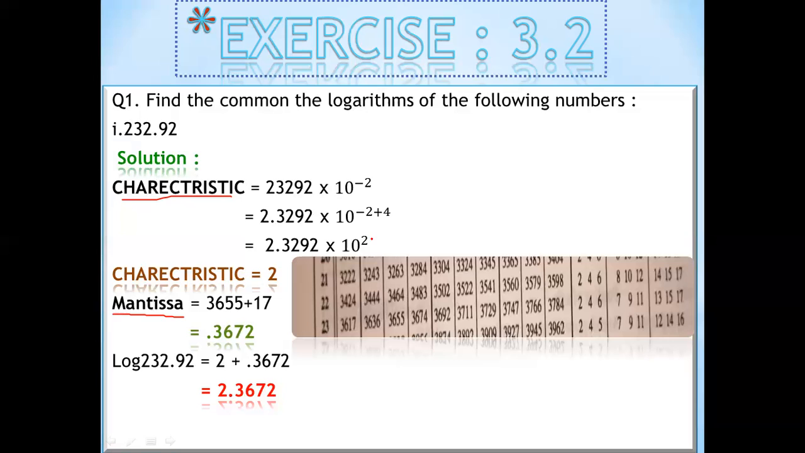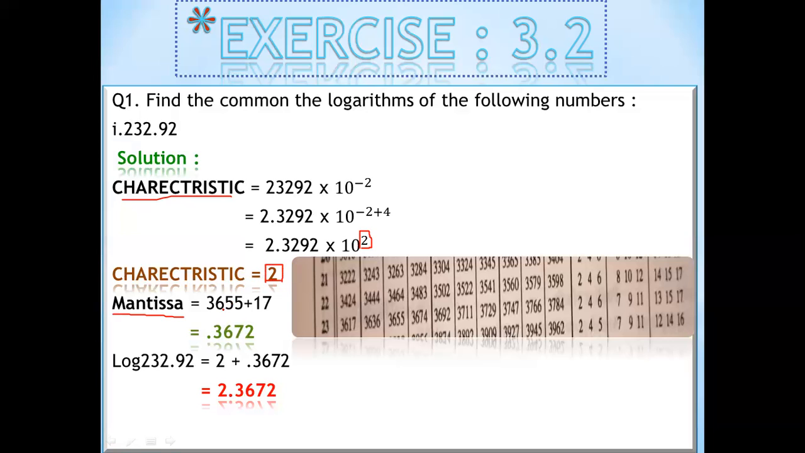The first part is 232.92. First we find the characteristic of this question. You move the decimal, and definitely the power of 10 becomes minus 2. After the first number, you put the decimal. Now there are 4 numbers after the decimal. The power of 10 is already minus 2, so minus 2 plus 4 is 2. So our characteristic in this question is 2, the power of 10 after converting into scientific notation.